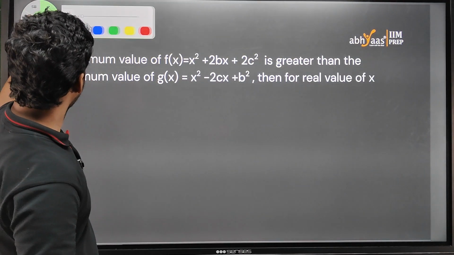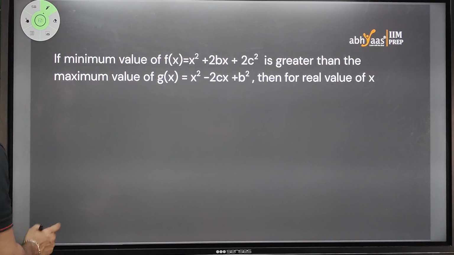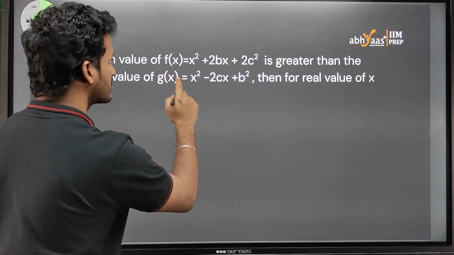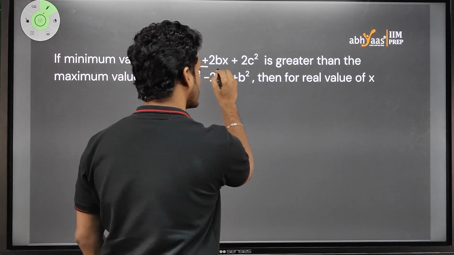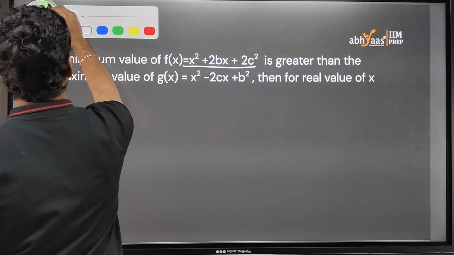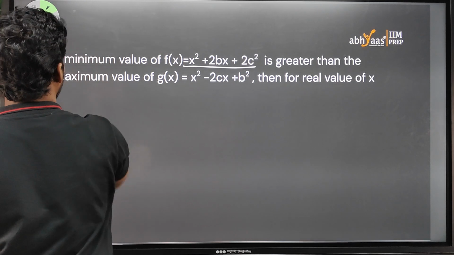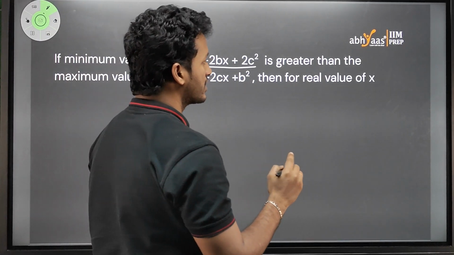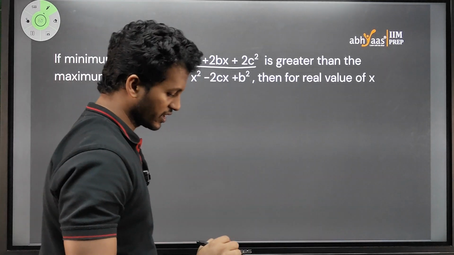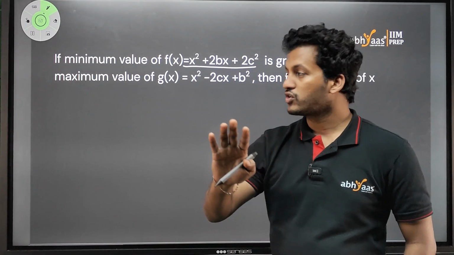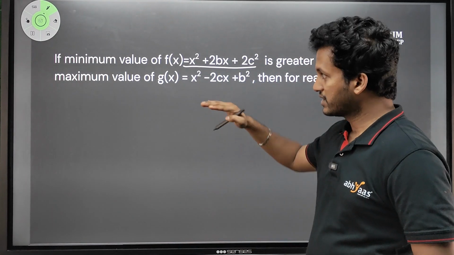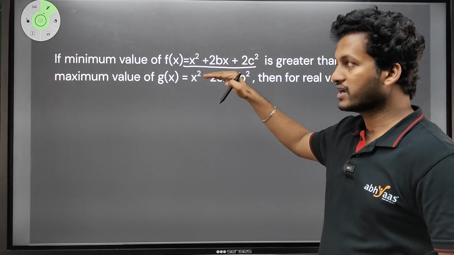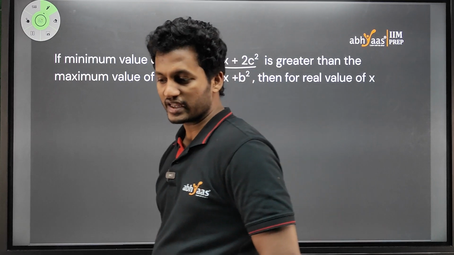Okay, for this I think they have given this one in the previous question. So the given question is: if the minimum value of f(x) = x square plus 2bx plus 2c square is greater than the maximum value of g(x) = minus x square minus 2cx plus b square, then for real values of x, what is the condition? Understand this carefully. Even though they look like functions, they are quadratic equations, isn't it? You can find the answer by using your quadratic equation knowledge.